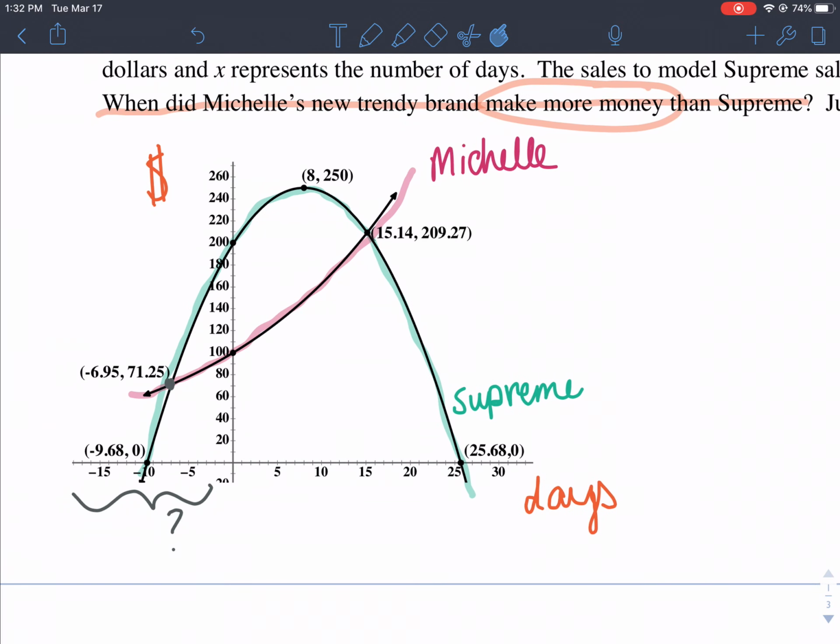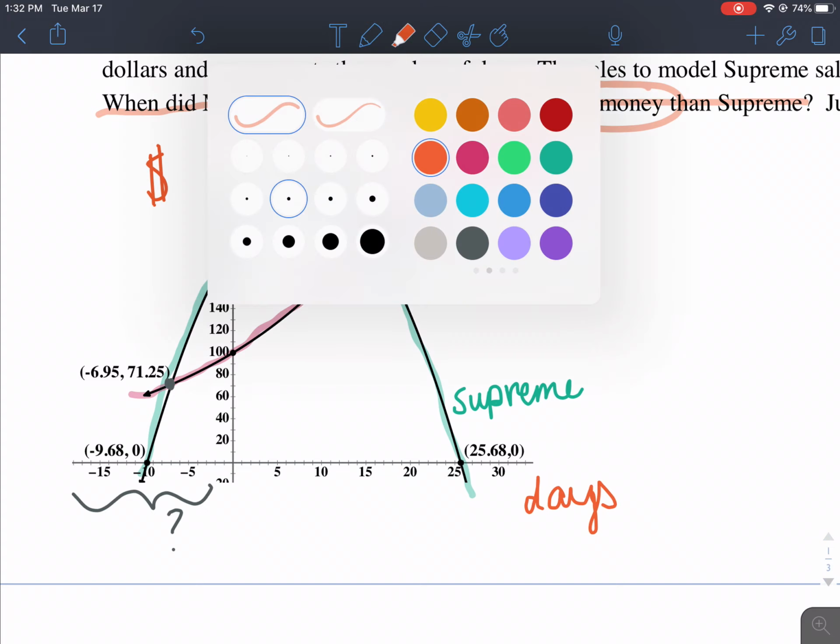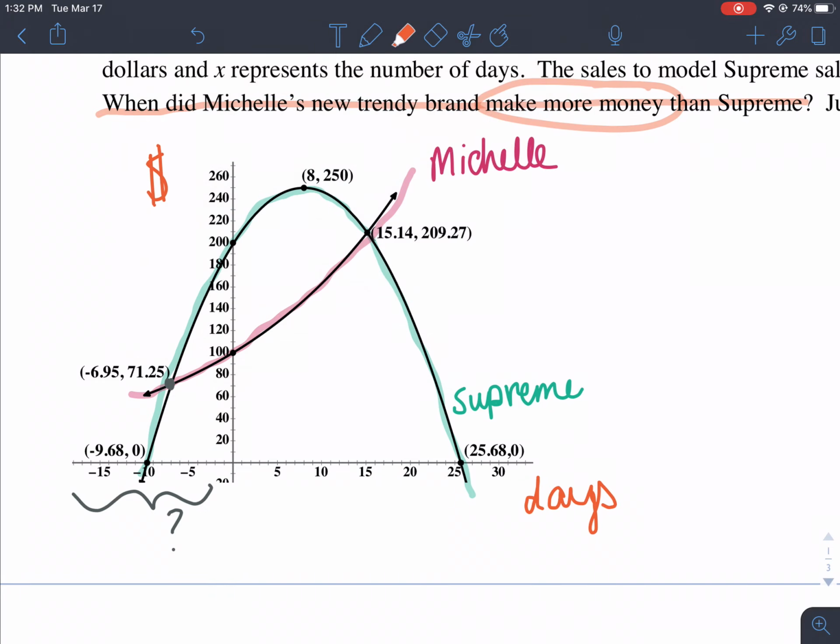So I'm going to pause for a second. Can you predict where I'm going to shade on my graph where Michelle is making more money? Okay, Michelle is making more money right after that second intersection point, because if I look at her y values, they're increasing and they're higher than Supreme.